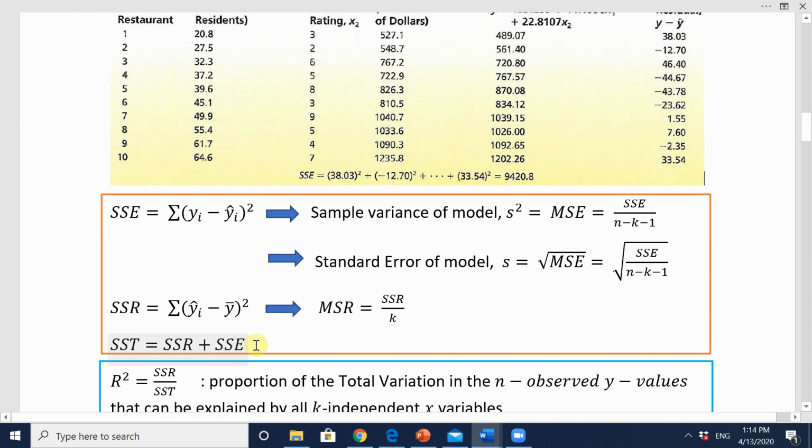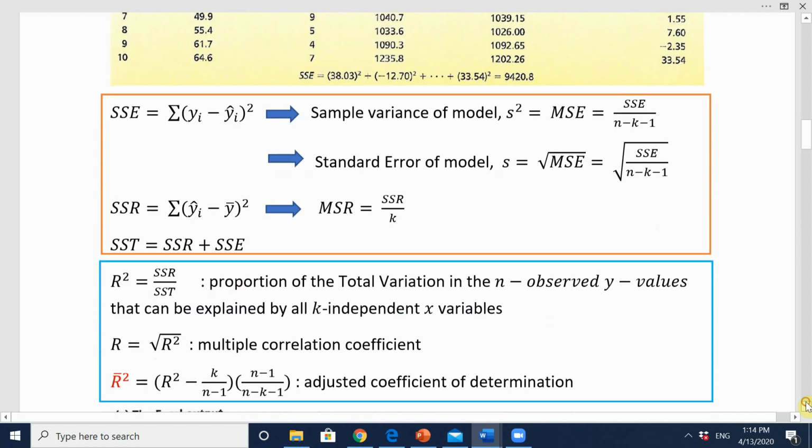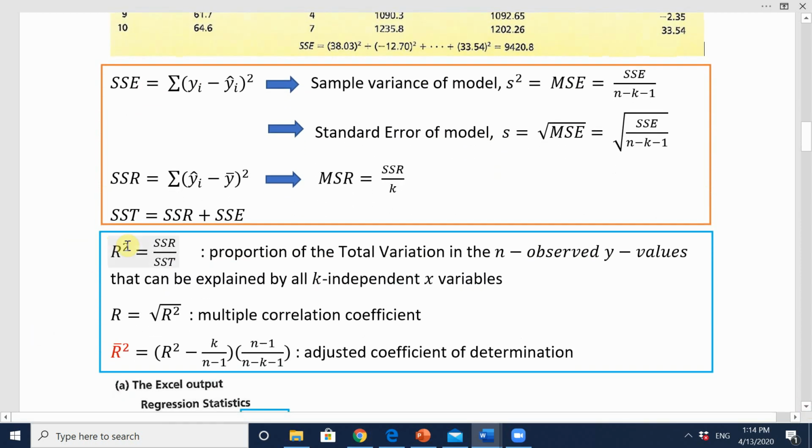Okay? So if I have all this information, well, now the next step is to determine how effective is my multiple regression in explaining or predicting the y values, right? So one way to get that information is to look at the multiple coefficient of determination.